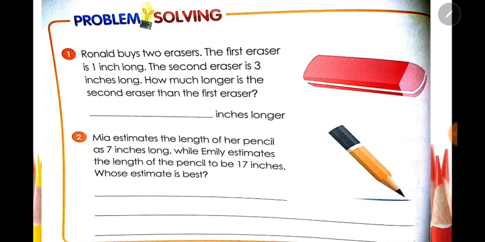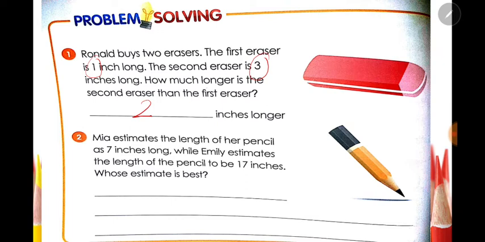Now we have the problem solving. Ronald buys two erasers. The first eraser is 1 inch long. The second eraser is 3 inches long. How much longer is the second eraser than the first eraser? I have to find the difference between two erasers. I have to subtract. I have two measurements, the first one is three, and the other one is one. So 3 minus 1 is 2. Let's go to the next.